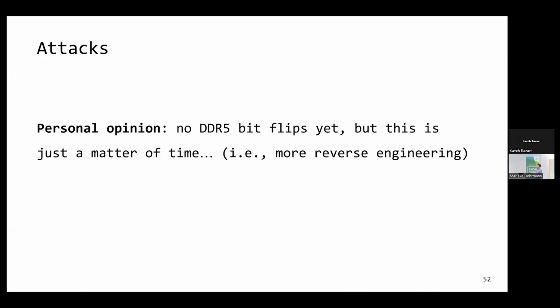The first one is about the attacks. Will there be bit flips on DDR5? That's the first question. There is no public report of any bit flip on DDR5 yet, but I personally think it's just a matter of time. It's going to take time before people reverse engineer enough to understand how the vendors have implemented mitigations. Because it's a new technology, not everything will work the same, and we have to reverse engineer some stuff. So this is just a matter of time, I think.